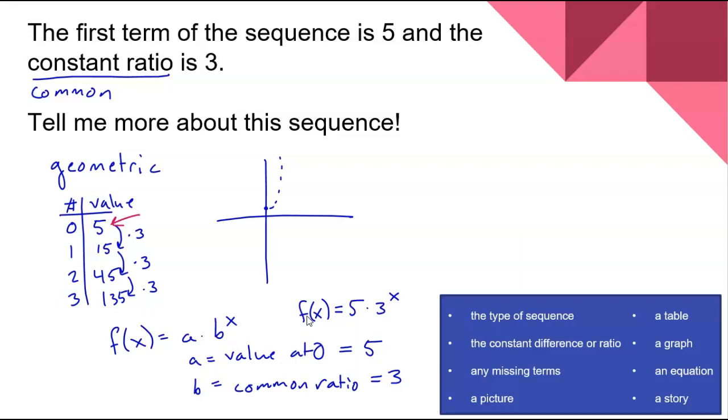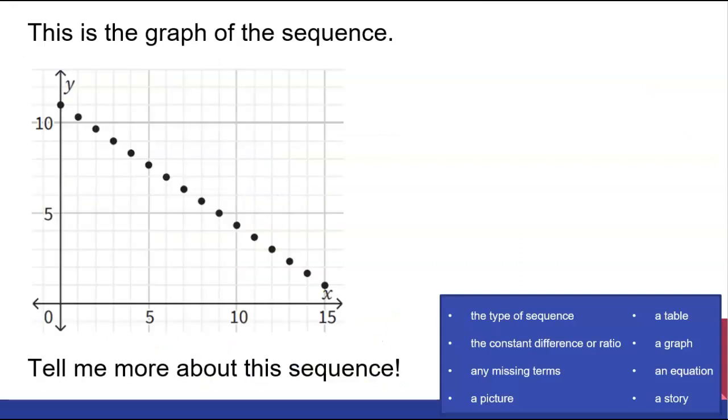So we figured out the type of sequence. They told us the common ratio. We figured out a table, a graph, an equation. So much information. We're so good at this. All right, let's look at another one. This is the graph of a sequence. What can you tell me about it?